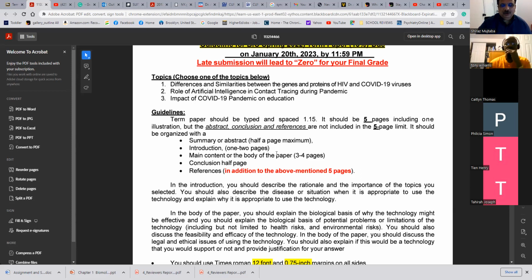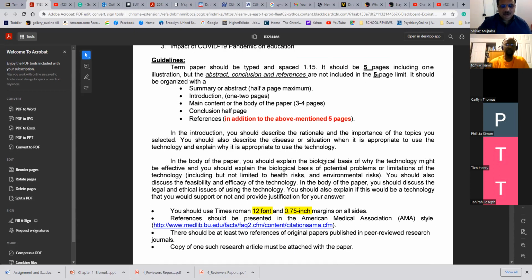Then the main content is where you will describe various genes of HIV and various genes of COVID-19, and then various proteins. These genes and proteins, viruses use to capture the human immune system. That's how they survive and succeed in our body. So you should mention that, and then you conclude based upon what you are writing. So it should be packaged well. References are not part of the 5 pages. They are in addition to the 5 pages, right?